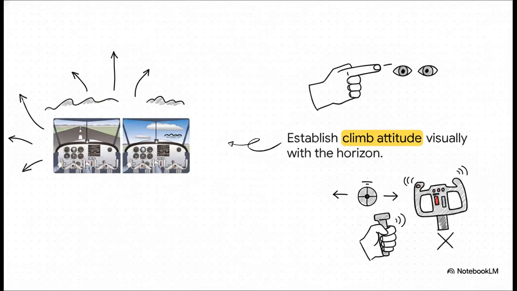Now that we're climbing, you need to keep your eyes outside the cockpit. You want to establish your climb attitude relative to the natural horizon. Use your ailerons to maintain wings level, use your rudder to keep the balance ball perfectly centered, and keep your right hand planted firmly on the throttle. You definitely don't want it vibrating back and unexpectedly reducing our power.